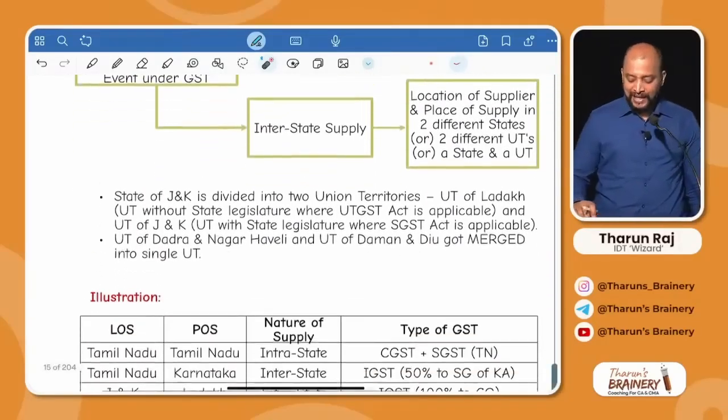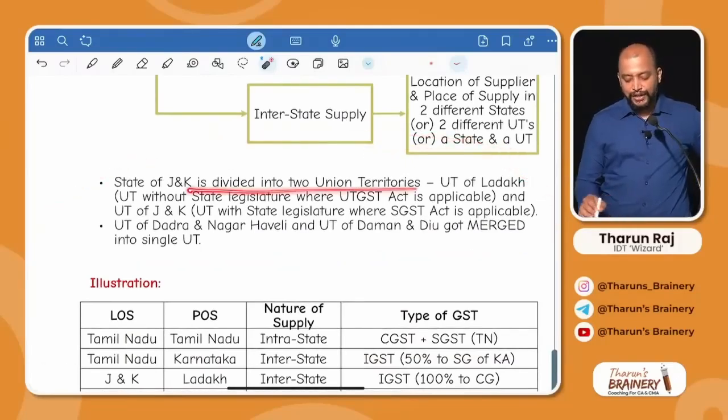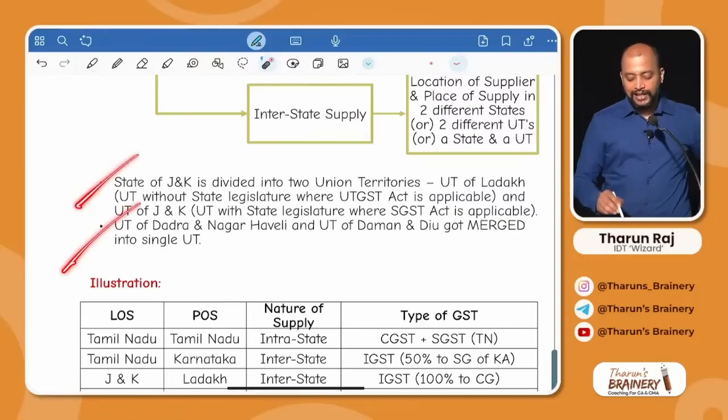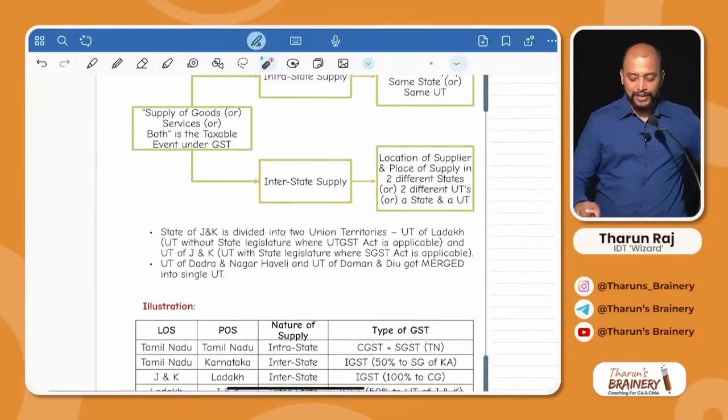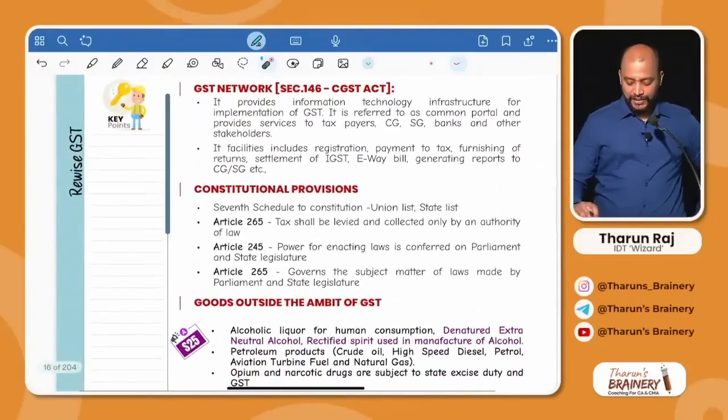You understood? Then you can see here what those are. The State of Jammu and Kashmir is divided into 2 union territories. Union territory of Ladakh, a union territory without state legislature where the UT-GST Act is applicable, and union territory of Jammu and Kashmir, a union territory with state legislature where the SGST Act is applicable. This I told you. And union territory of Dadra, Nagar Haveli and Daman Diu got merged into a single union territory. Clear? Then see the next page.